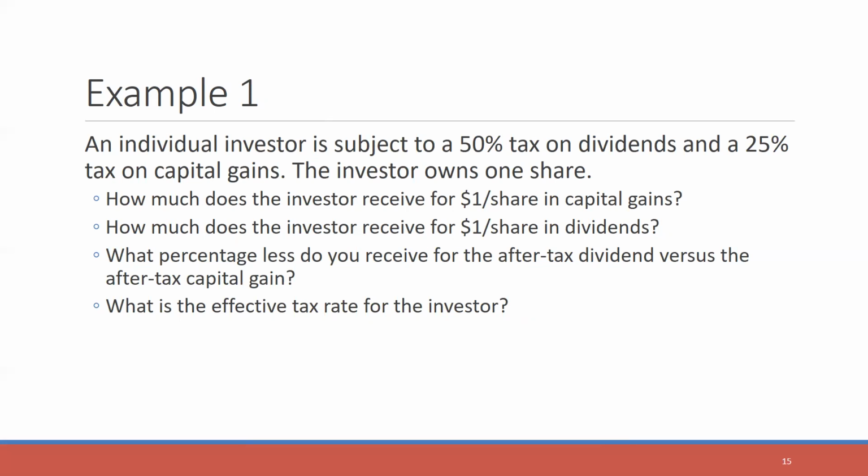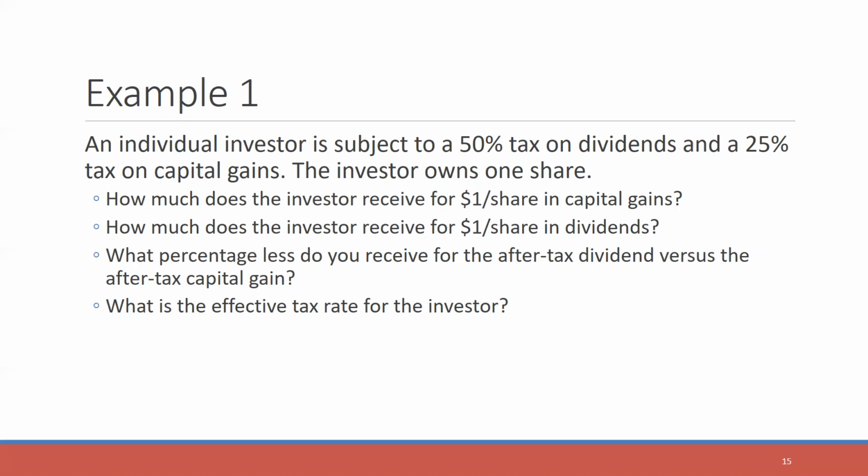How much does the investor receive for a dollar per share in dividends? Again, hopefully this feels very intuitive. If I'm taxed at a rate of 50%, I'm only taking in 1 minus 50%. So I'm receiving only 50 cents of that dollar that I'm paid. What percentage less do you receive for the after-tax dividend versus the after-tax capital gain? When you look at the answer and you try to set this up, the way that we'll think of this is how much do I make when I'm paid and I'm subject to a capital gain tax? That's 75 cents. 75 cents multiplied by 1 minus something equals how much I make when I'm paid and I'm taxed on the dividend, the 50 cents.